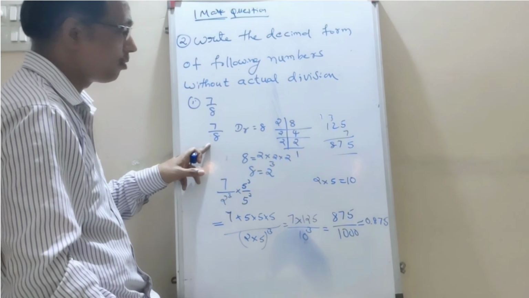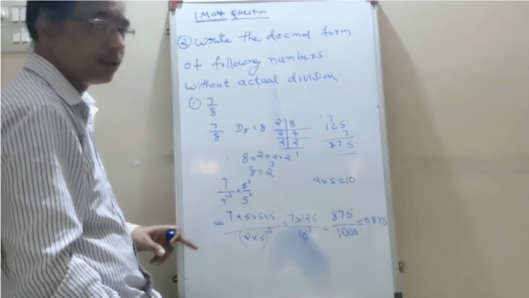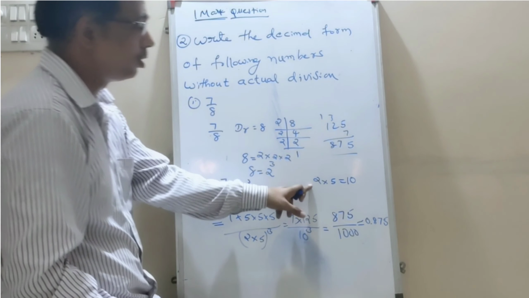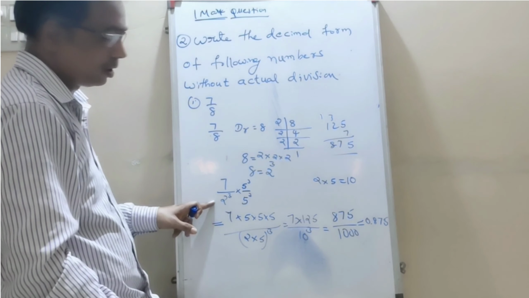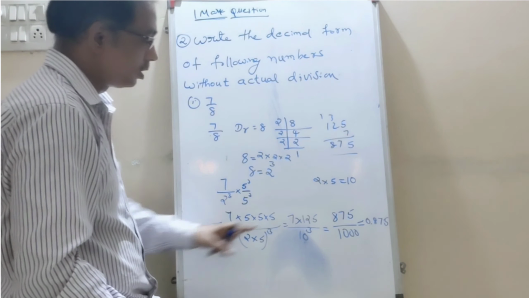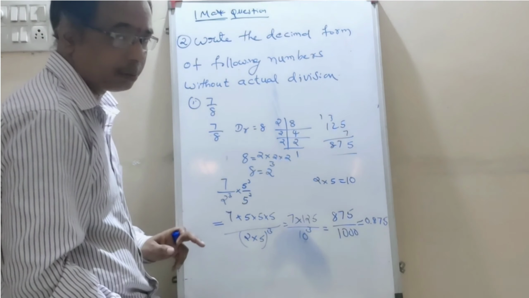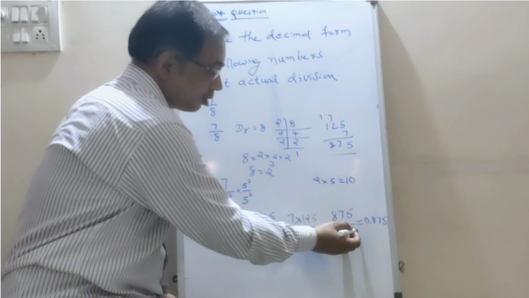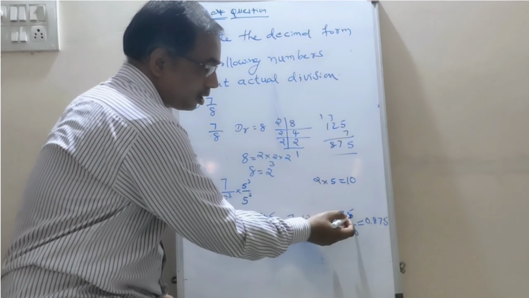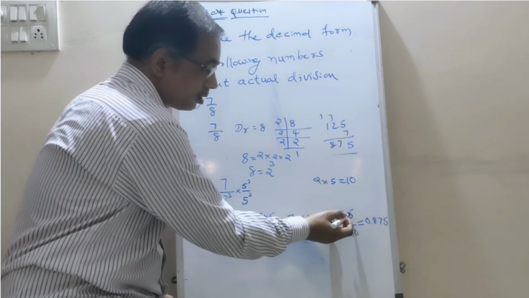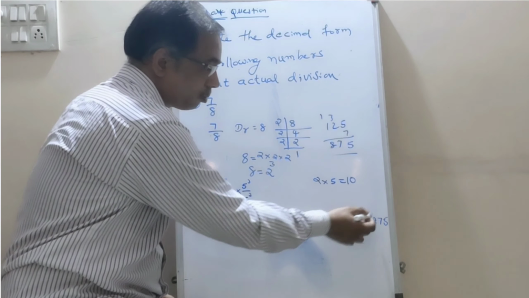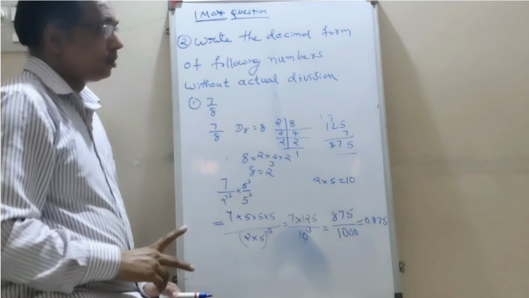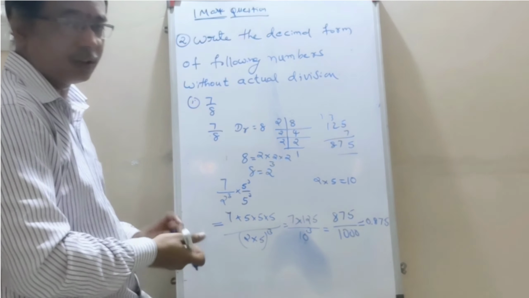So first I have to do the prime factorization of 8, then we get it as 2 cube. So whenever you get the 2 cube, multiply it by 5 cube. Why? 2 into 5 is 10, we know. So whenever you get the 10 powers on the denominator, we can easily say it is a decimal number. So 7 into 125 you got 875, 10 cube is 1000. So by removing these 3 zeros, we get the decimal point after 3 places, 8, 7, 5. So that is 0.875. So like this we have to do the decimal form without actual division.